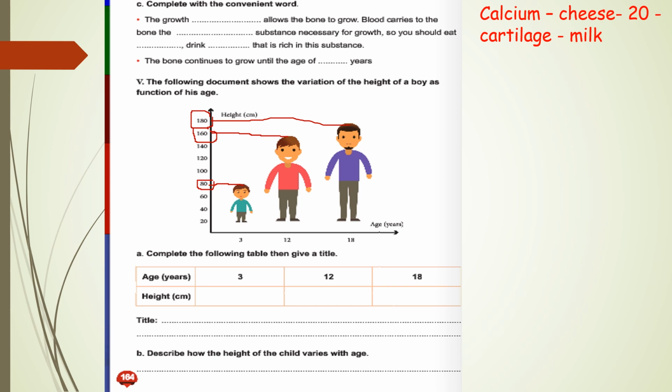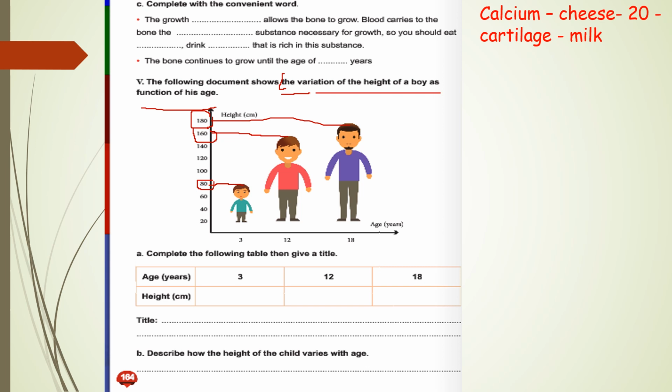Now we have to put the title. As I explained in the class, the title for the table is the same as the title for the document, but put in the first while starting with the word table. So the title is Table Showing the Variation of the Height of a Boy as Function of His Age.